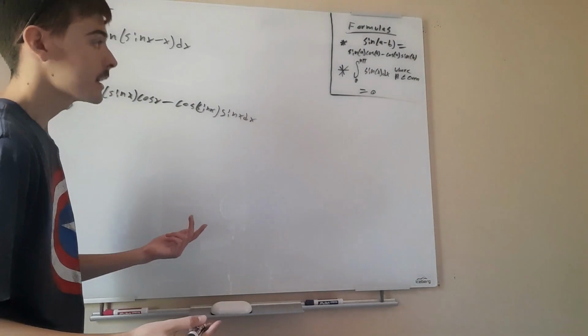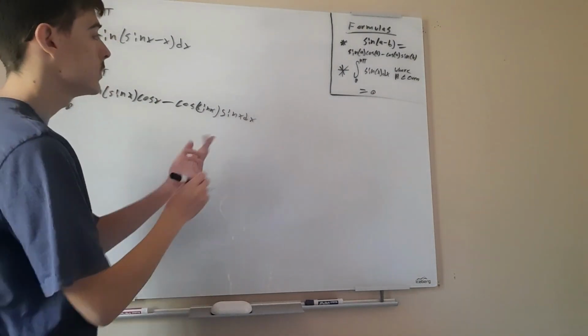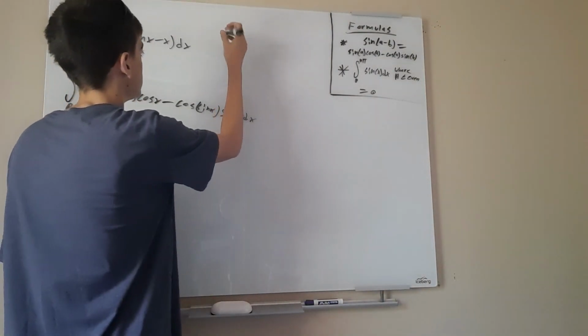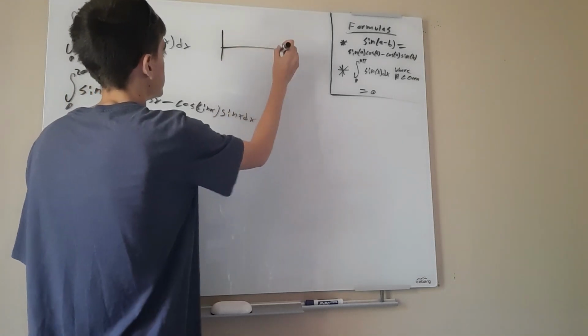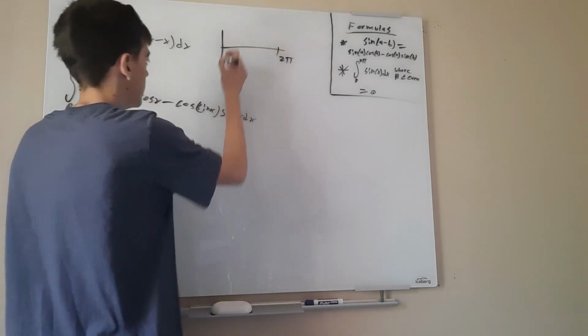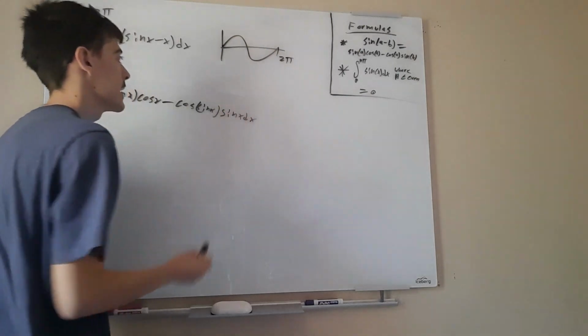Now we're going to use this second part here, which states that the integral from 0 to n pi of sine x, where n is an even number, is going to equal 0. And we can visualize that for ourselves. So let's say this is just 0 to 2 pi, and this is our sine graph. It's going to look something like that.